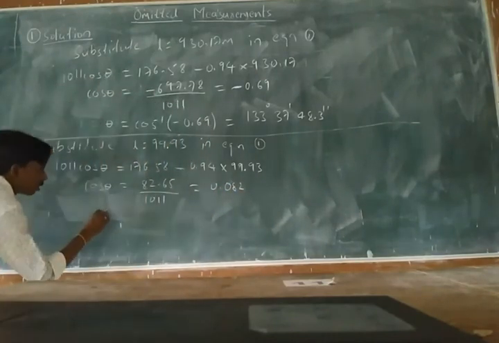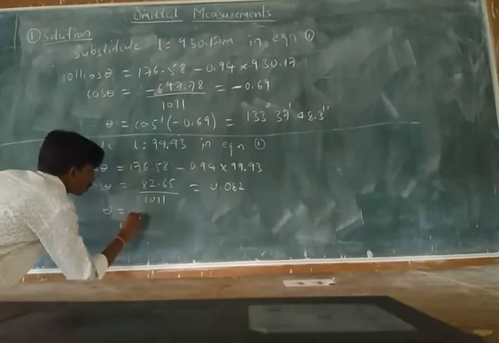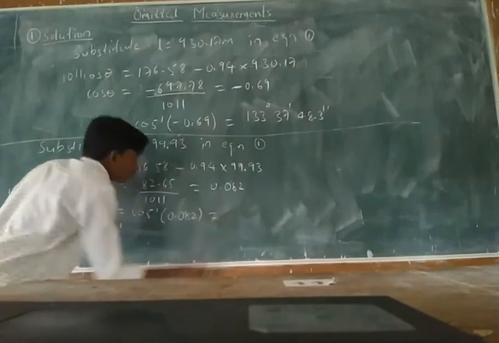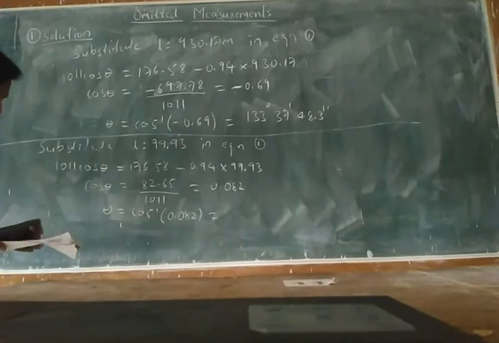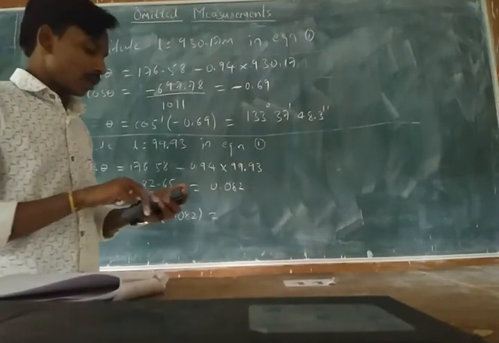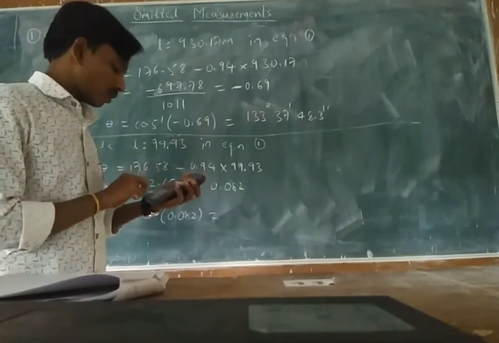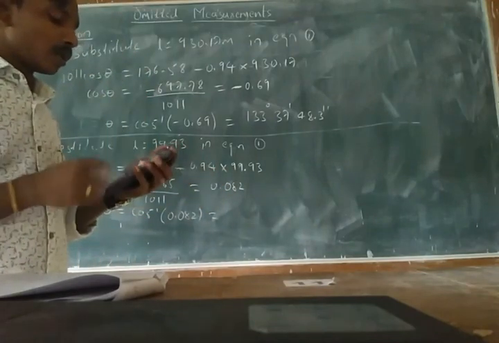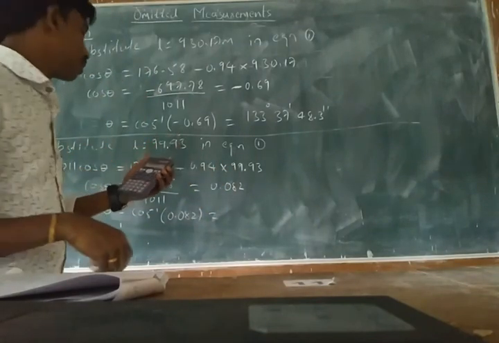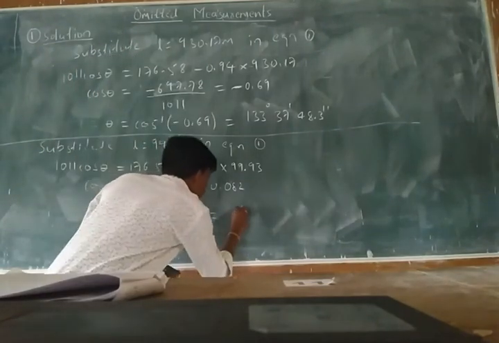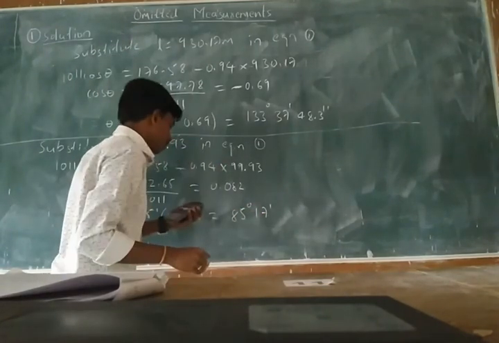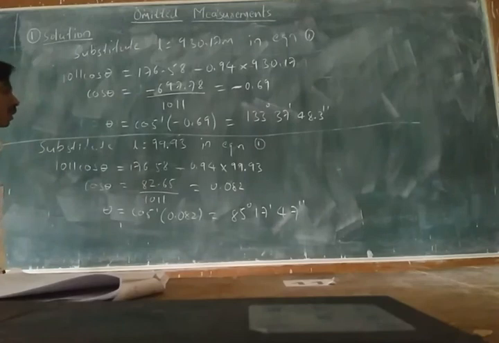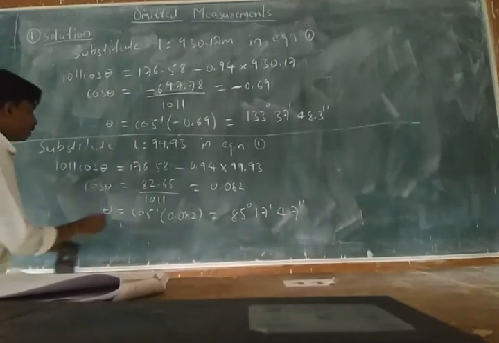That will be 0.082. Now theta is equal to cos inverse of 0.082. I will calculate cos inverse of 0.082 and you will get the value 85.2964 something. So hit the degree button, you will get 85 degrees 17 minutes 47.27 seconds, that can be written as 47 seconds. So this is the other theta.